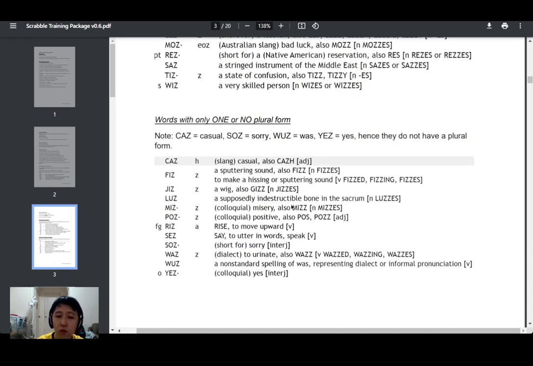Then moving on to words with only one or no plural. Some words are strictly like only one form of plural is allowed. So take fizzy drinks for example. For fizz, there is no F-I-Z-E-S. It must be fizzes, double Z, because we don't say it as fizes. Also note there's the word YEZ, which can be extended to oh yez. It's an exclamation like oh yes. Quite an interesting word to learn here.